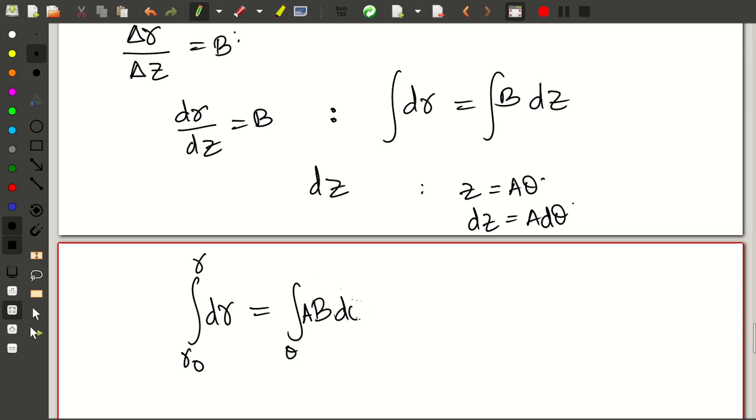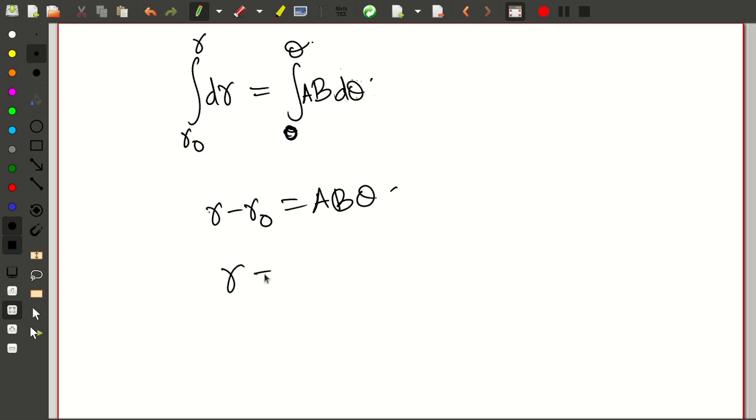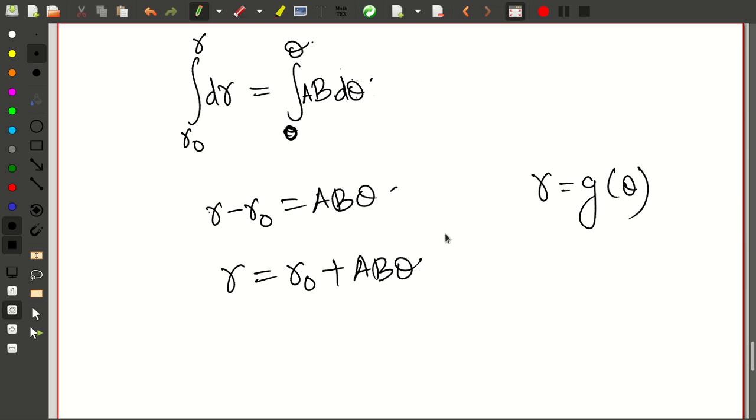So A d theta. Okay. Start from 0, this is 0 to theta, some angle theta. Let it be to some n2 pi. So if you integrate this one, it will become r minus r naught is equal to AB theta. So therefore r is equal to r naught plus AB theta. This is your functional dependence of r. So r is some other function of theta. So this is what I said.